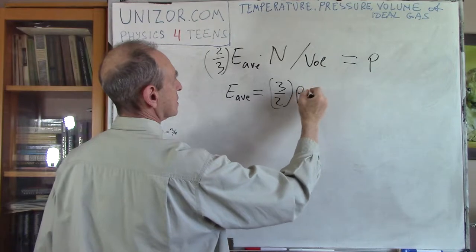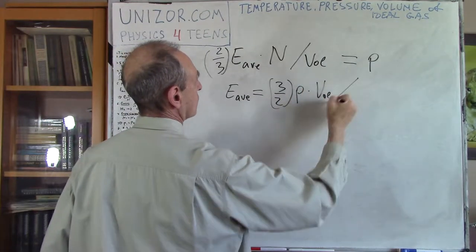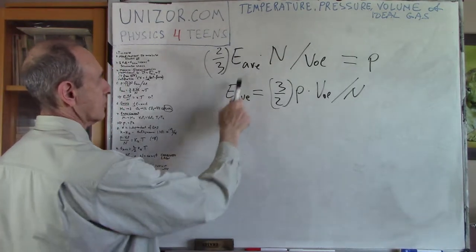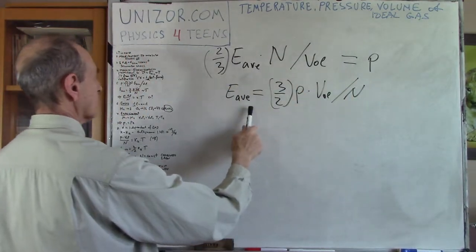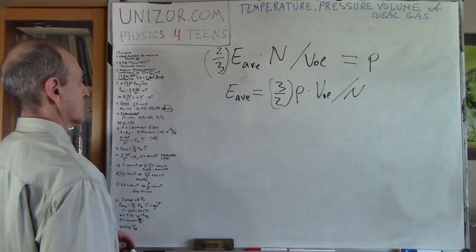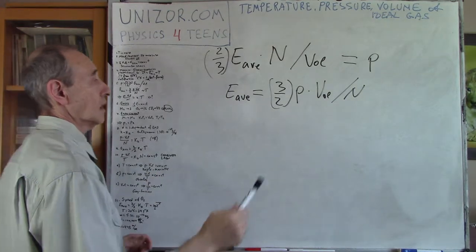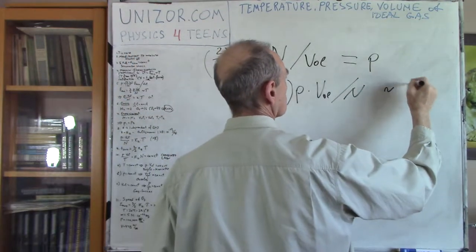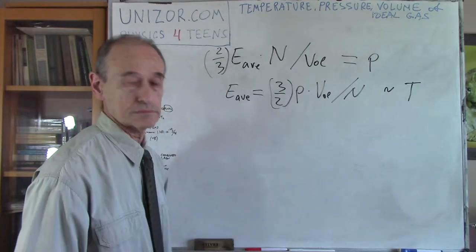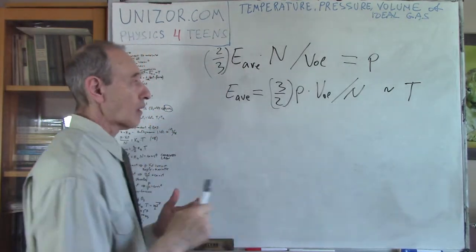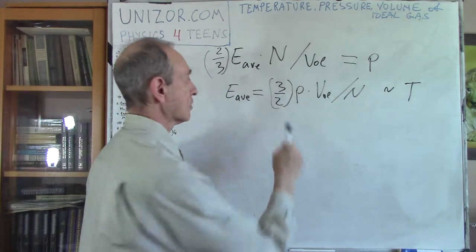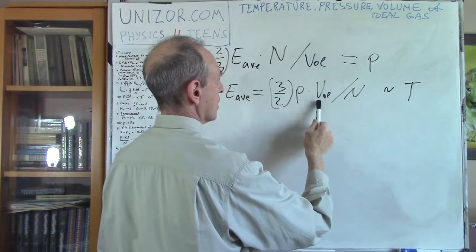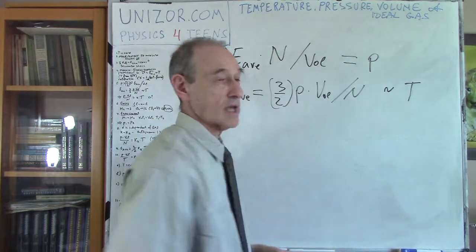P times volume divided by N. So this is average as basically resolved from here. Okay? Now, I have already mentioned that it's proportional to absolute temperature. Right? So, our purpose of this lecture is to connect temperature, pressure, and volume. Temperature, pressure, and volume.